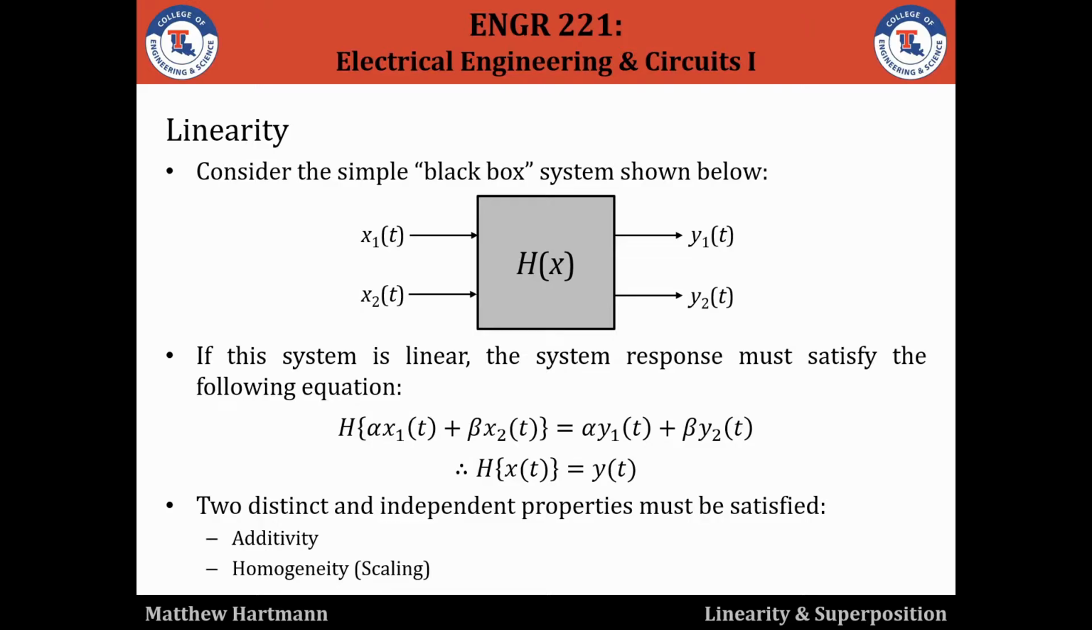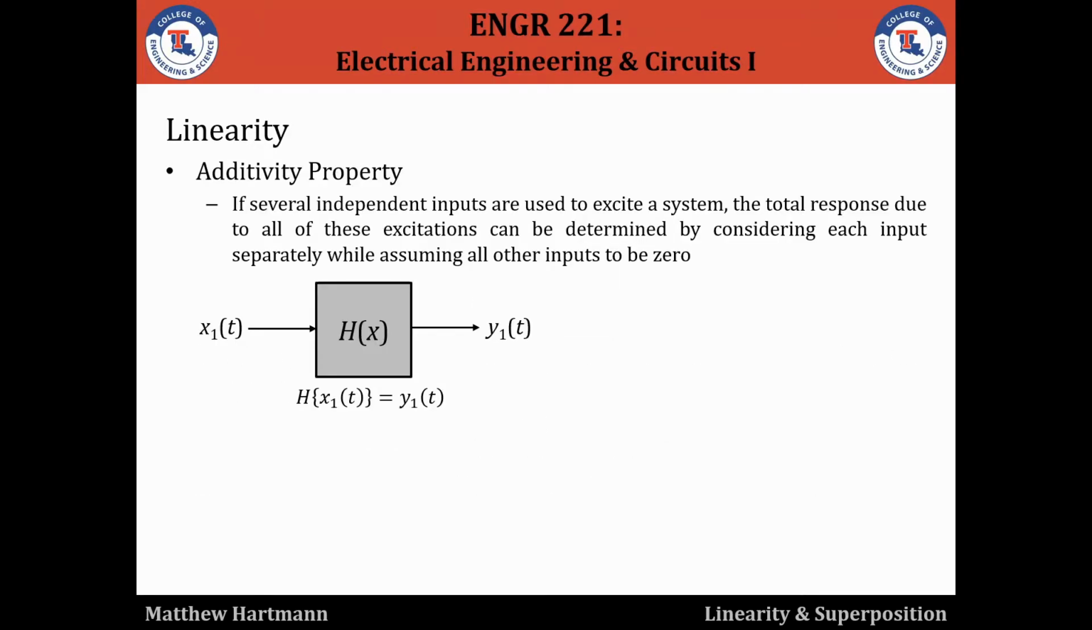additivity and homogeneity. Let's first talk about the additivity property. The additivity property states that if several independent inputs are used to excite a system, the total response, or output, due to all of these excitations can be determined by considering each input separately while assuming all other inputs to be zero. But what exactly does this mean?